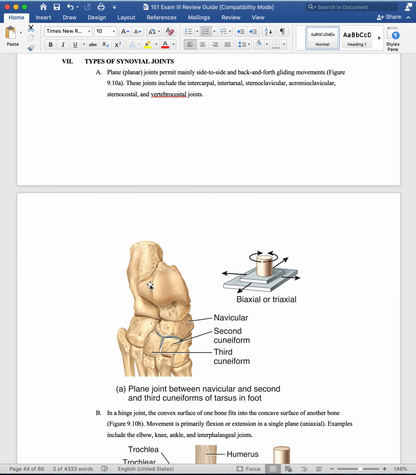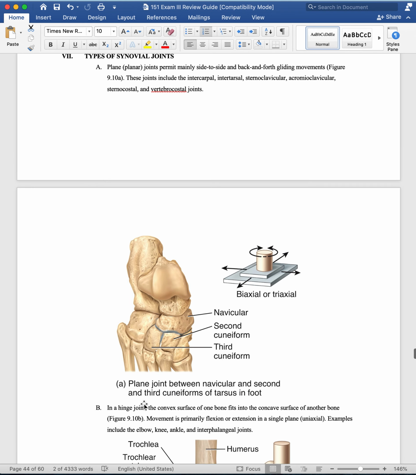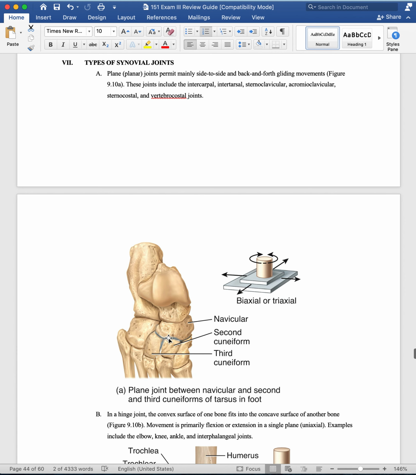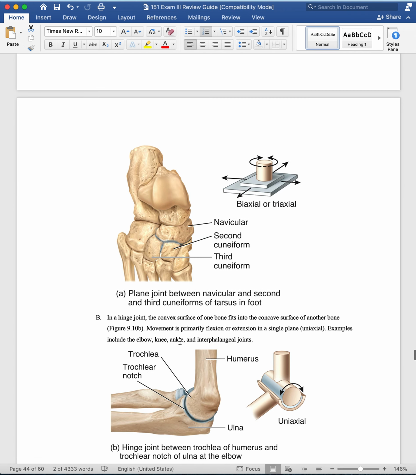All right, we are also going to classify our synovial joints by the different range of motion that they provide. So they can be uniaxial, biaxial, triaxial. Here's an example of a planar joint. Planar joints are going to allow gliding motion, back and forth, side to side motion. Usually that's going to allow for biaxial, triaxial motion as these bones are rubbing against each other.